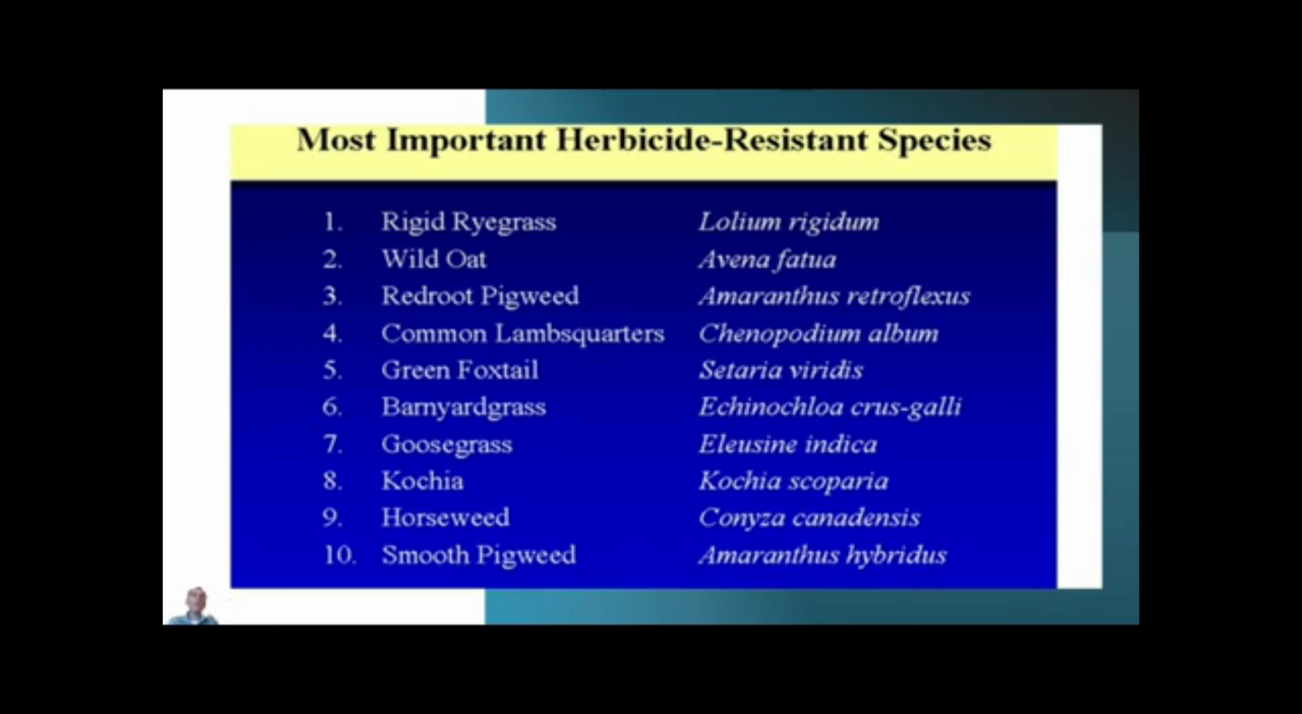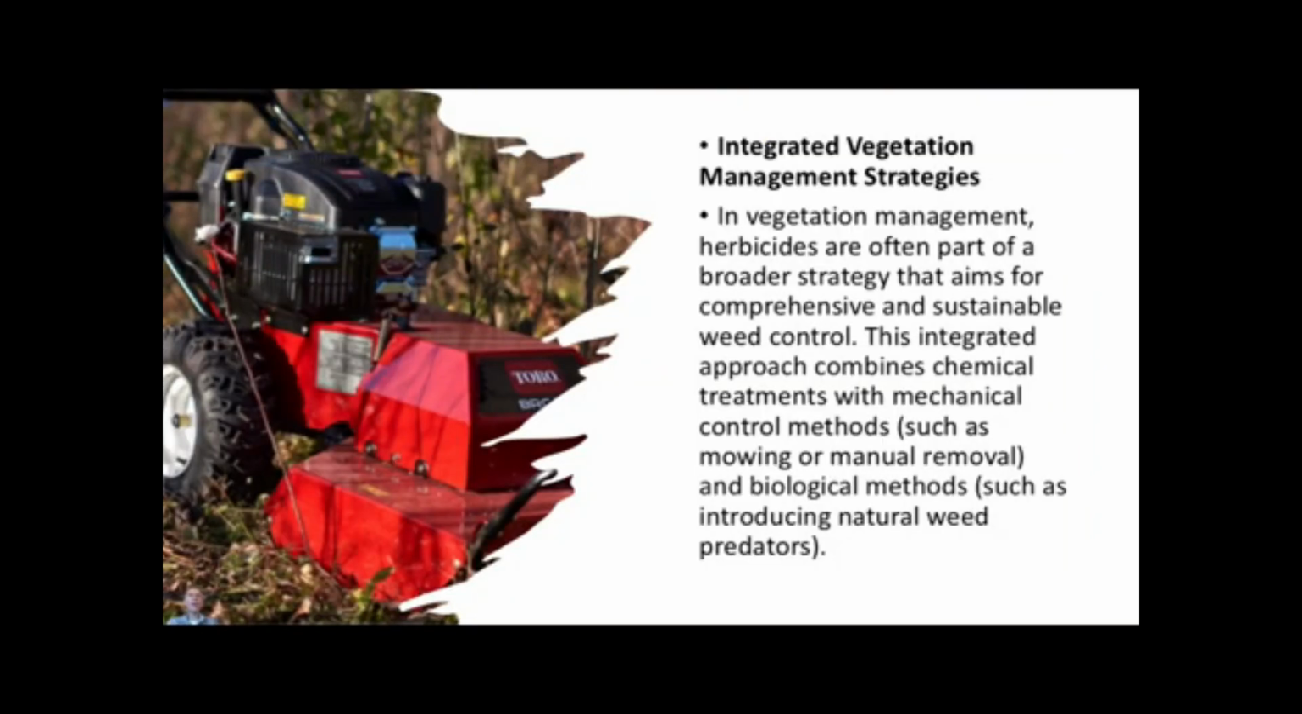Let's talk about the most important herbicide-resistant species. 1. We're going to have rigid ryegrass. 2. Wild oat. 3. Redroot pigweed. 4. Common lamb's quarters. 5. Green foxtail. 6. Barnyard grass. 7. Goosegrass. 8. Kochia. 9. Horseweed. 10. Smooth pigweed.